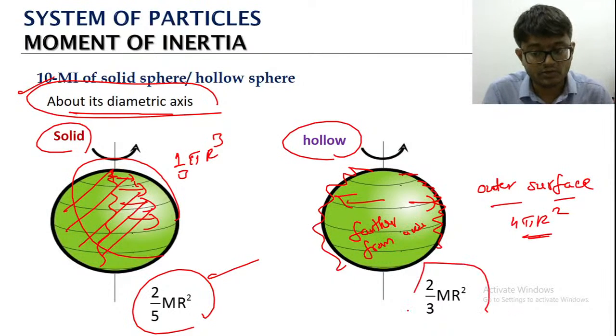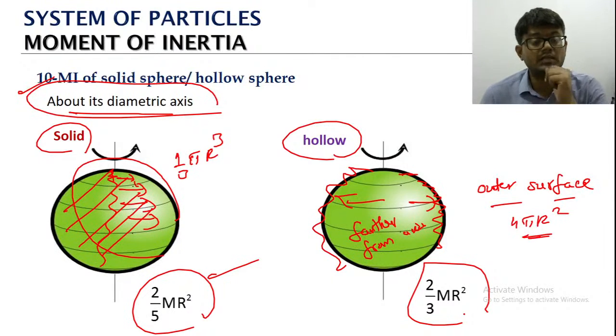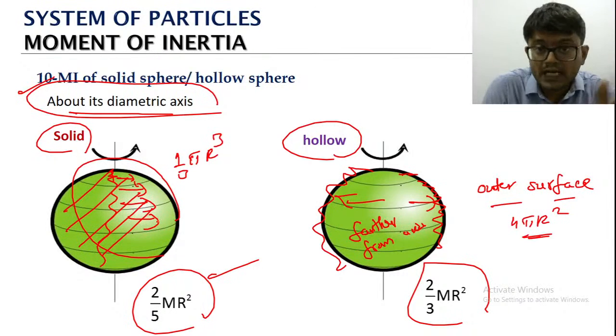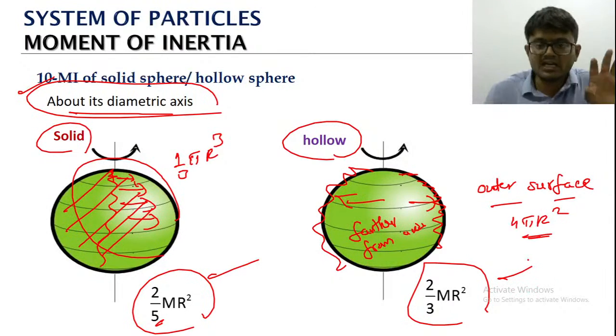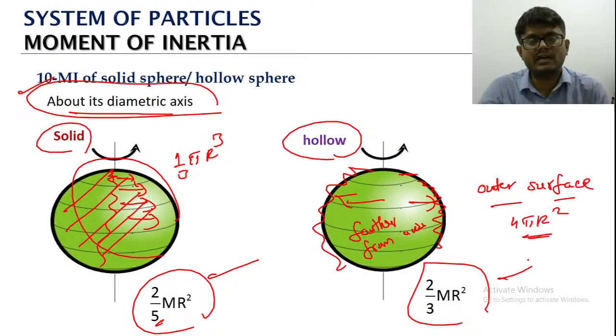Remember the formula. The derivation we are not seeing here; we will make a separate video on the derivations of the moment of inertia of the hollow sphere and the solid sphere. Both of these values are with respect to which axis? The diameter as the axis. So the solid sphere's moment of inertia will be less. Look at this, 2 by 5. The denominator is a bigger number, that is why it is less. Hollow sphere, what is it? 2 by 3.